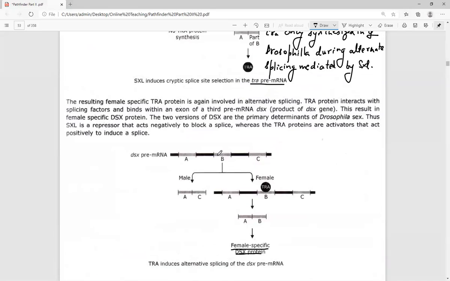Okay, is this clear in your mind? So this is how the splicing procedure takes place in a higher eukaryotic organism. I do hope that you have understood this.